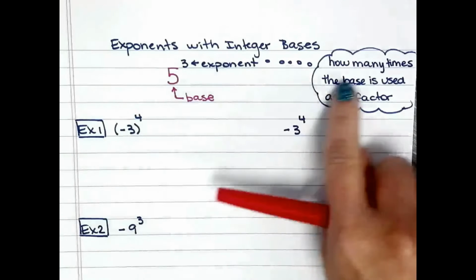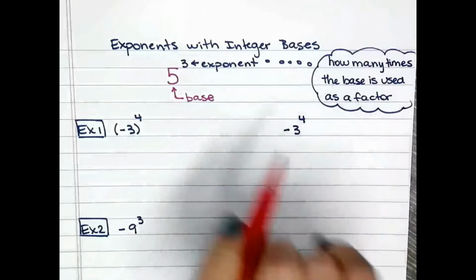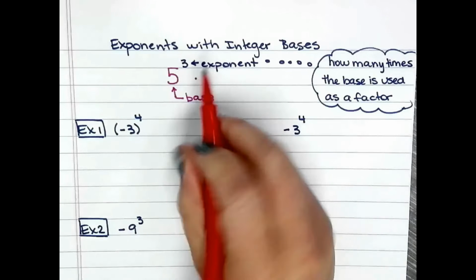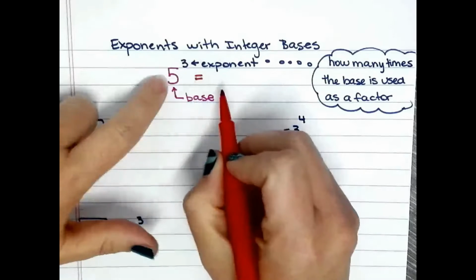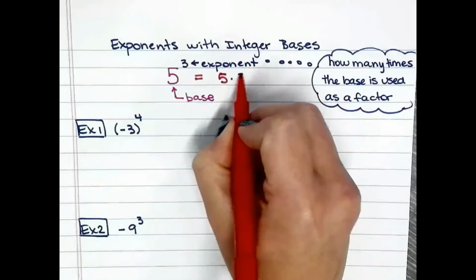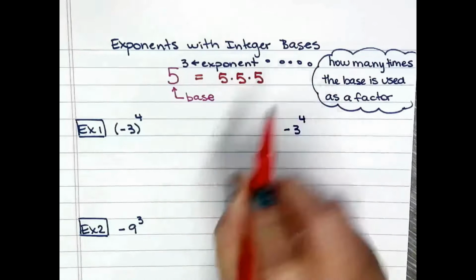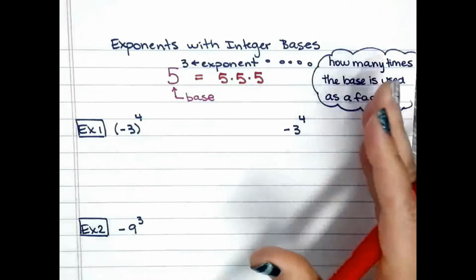Now, the exponent tells us how many times the base is used as a factor. What does that mean? Well, 5 to the third power means 5 repeats itself 3 times. So it's the same thing as 5 times 5 times 5. That's what this whole thing is trying to tell you.